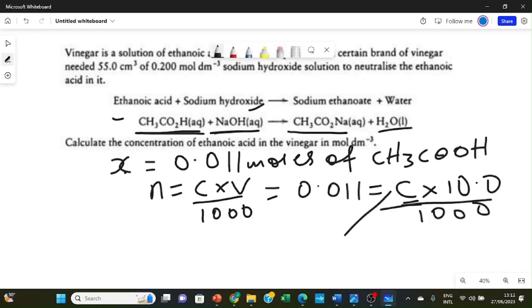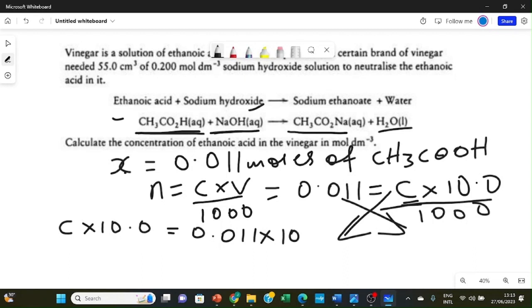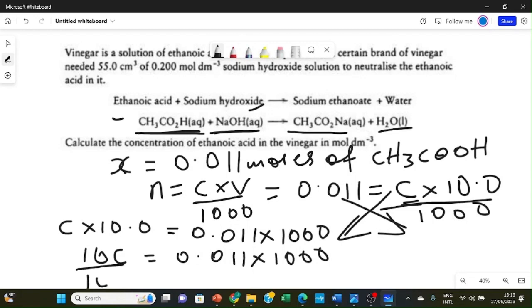So what you do, you cross multiply. So you now have what? Concentration times 10.0 is equal to 0.011 times 1000. So 10C is equal to 0.011 times 1000. To get the concentration, divide both sides by 10. When you cancel out, the concentration will be equal to 0.011 times 1000 divided by 10.